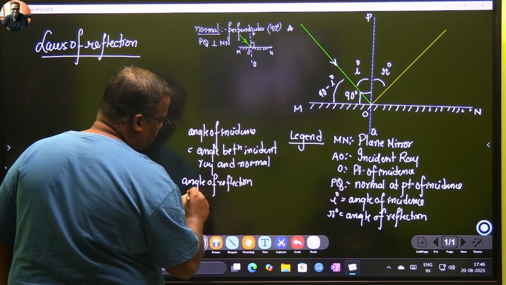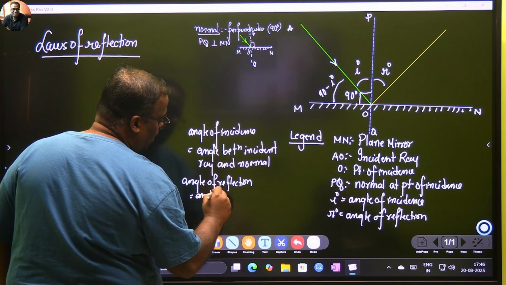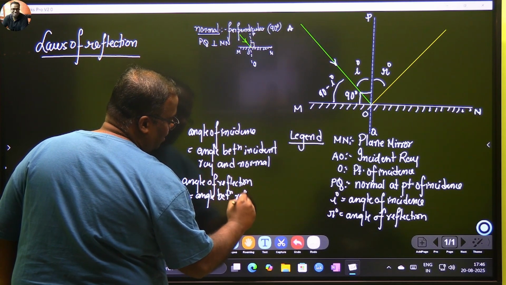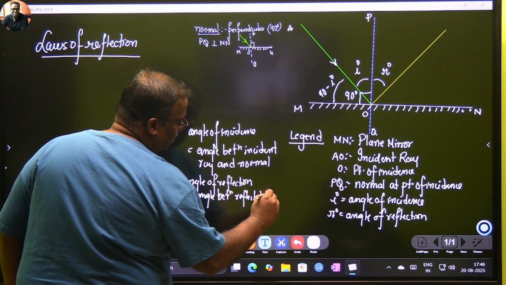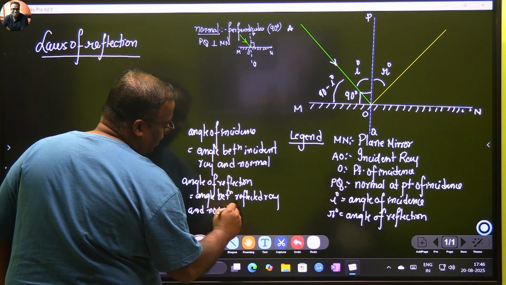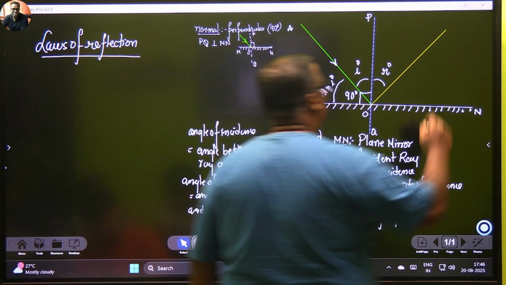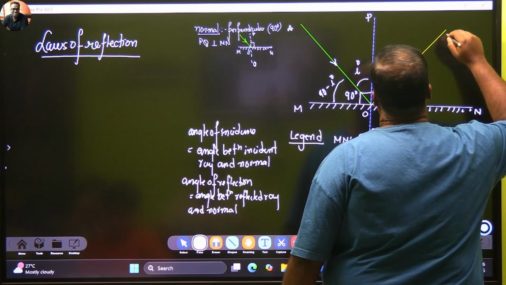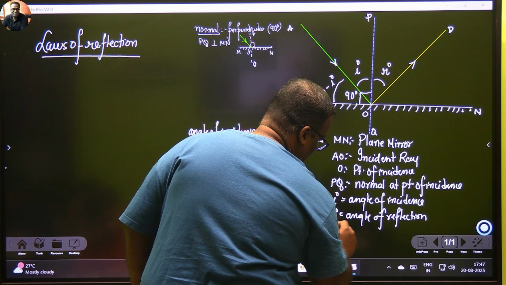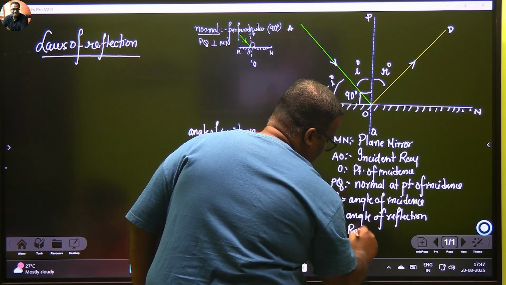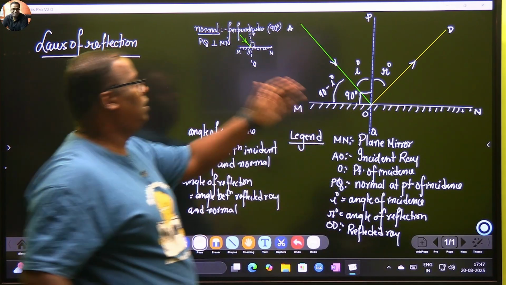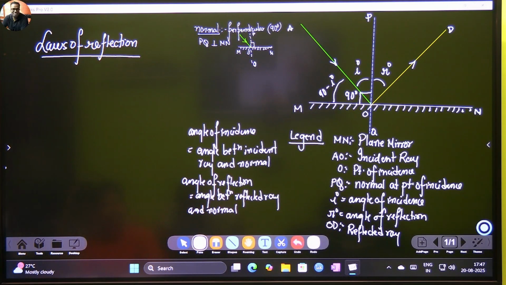The angle of reflection is the angle between the reflected ray and the normal. Again, understand, it is the angle between the reflected ray and the normal. I did not label it, so I should name this OD. So OD is my reflected ray. Now this is perfectly labeled. The diagram is completely labeled. OD is my reflected ray.